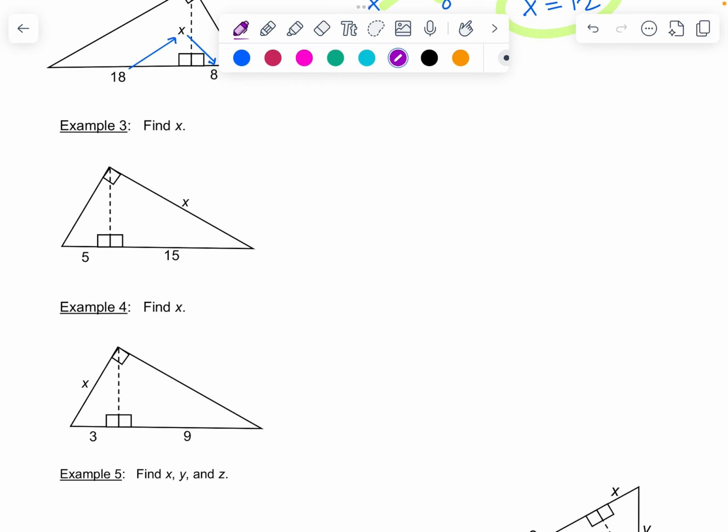Okay, example 3. We can go ahead and look at this one. We know that x is already over the 15. I know that's going to be one of my equations, so I want to start as far as I can away from it. I'll take the 5 and I'll add it to the 15, and then I would put that over the x. So I have 5 plus 15 over x, set that equal to x over 15, and then I can solve.